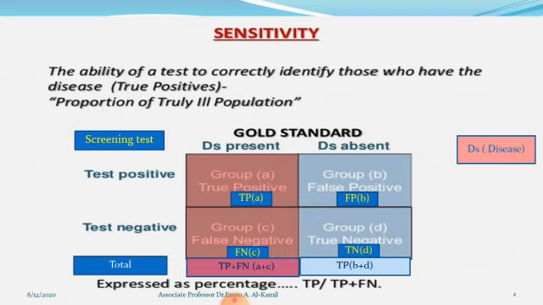So the ability of the screening test to correctly diagnose an individual as diseased from those who are actually diseased by the standard test, this is called the sensitivity. The sensitivity is the ability of the test to correctly diagnose or correctly label individuals as diseased, or having a positive finding, from those who are having the disease according to the gold standard test.